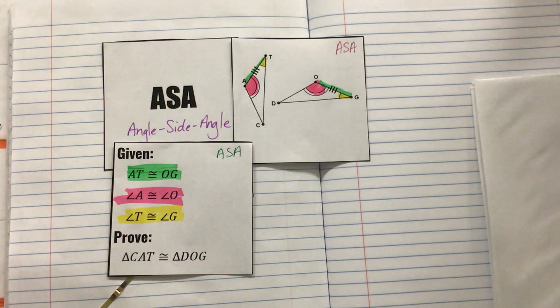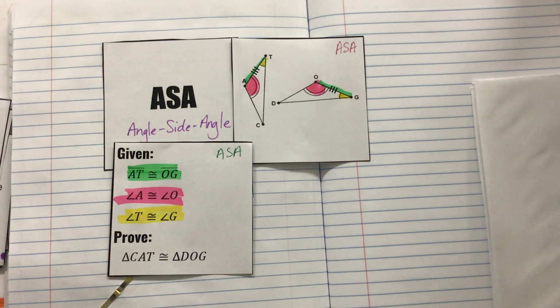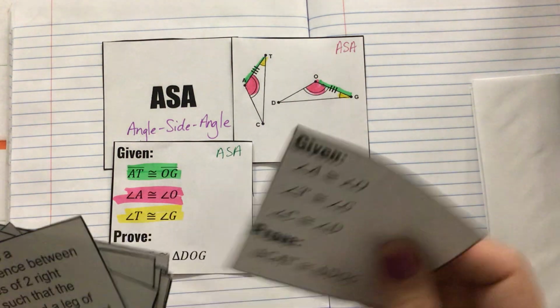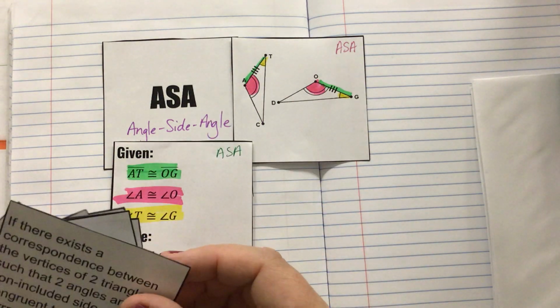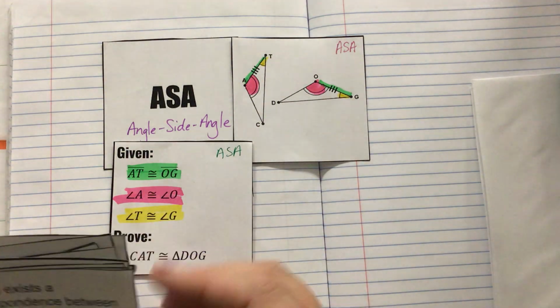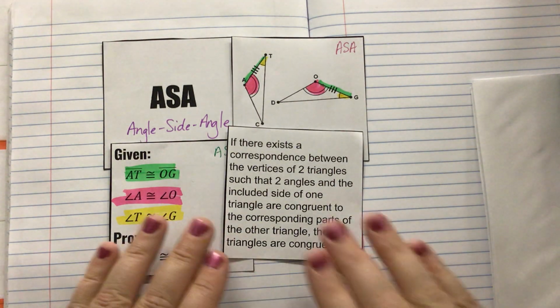Okay, so then last but not least, we need to find the one that's got the words on it. So it should say something about two angles and the included side. It's the included side because it's actually between your two angles. So one says non-included. We want the one that says included. So this one, it's not the hypotenuse because we don't have a right triangle.